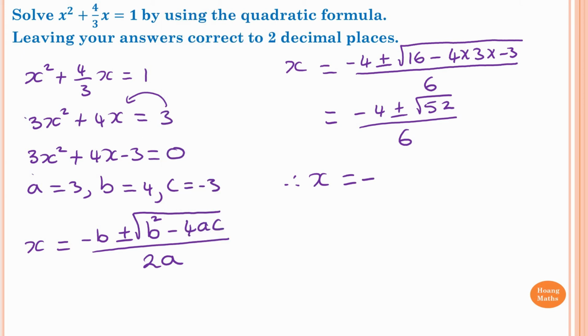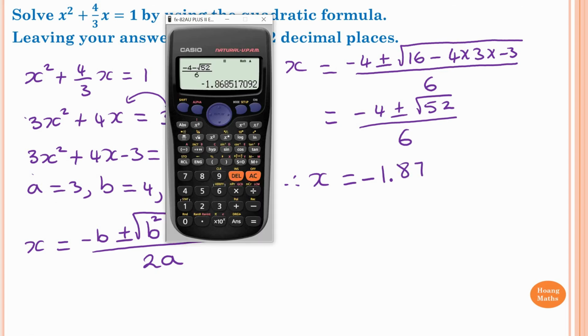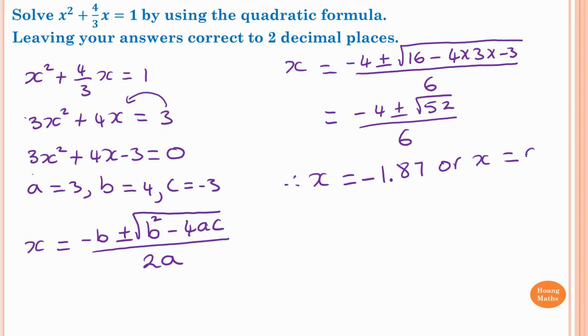So negative 1.87. And now the plus is 0.535. The digit after 3 is 5, so halfway, we add 1 to 3, so 0.54.